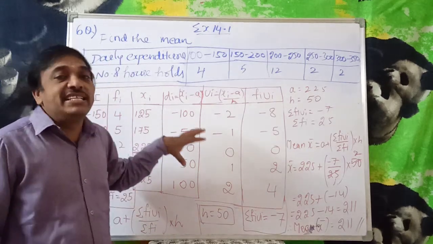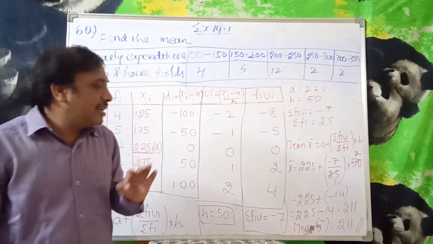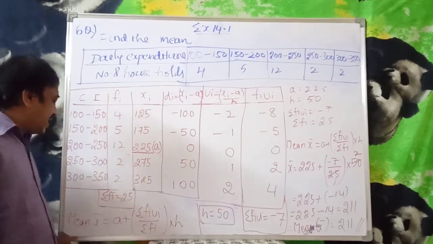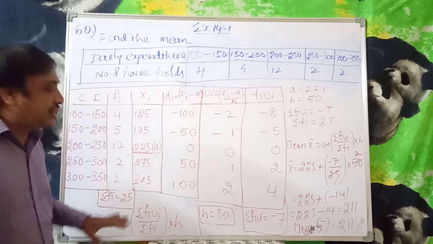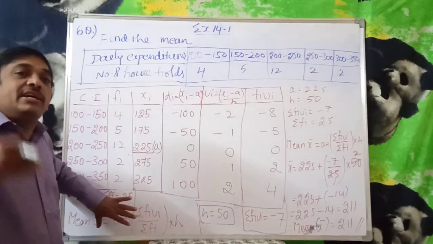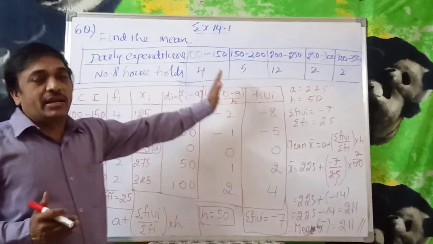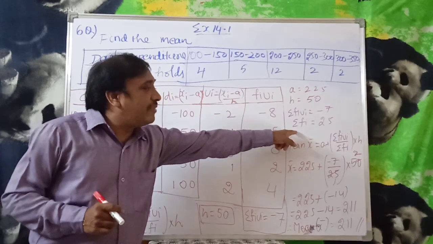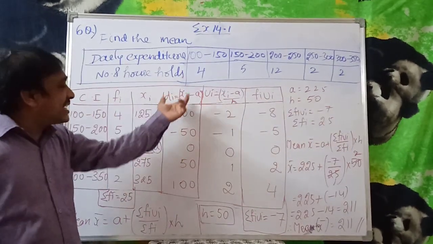Now, this method is known as the step deviation method. What is the step deviation method? The formula to find the mean: X bar is equal to A plus sigma Fi Ui by sigma Fi, into H. Here I wrote it so that for the values which we need to calculate from the formula, you can write the table. And after getting the values, how are you getting the A value? Among the class marks.